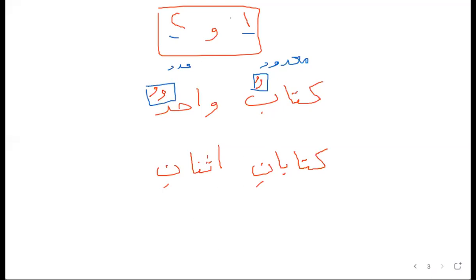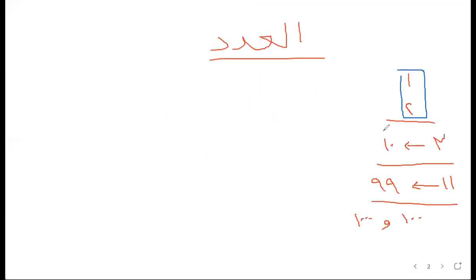Let's go back to the previous page and look at the next set of numbers. Here we have 3 to 10. Let's deal with 3 to 10, three all the way till 10. What is the relationship that the adad and the ma'dud have with regards to these numbers?